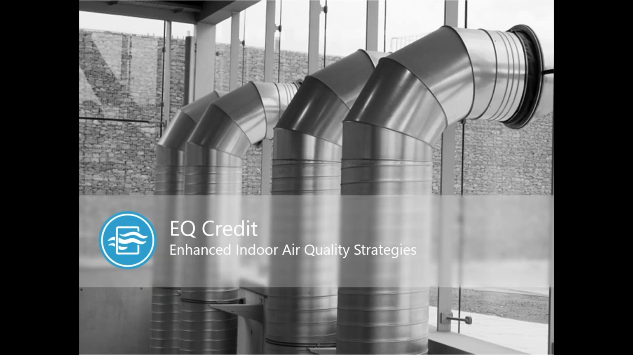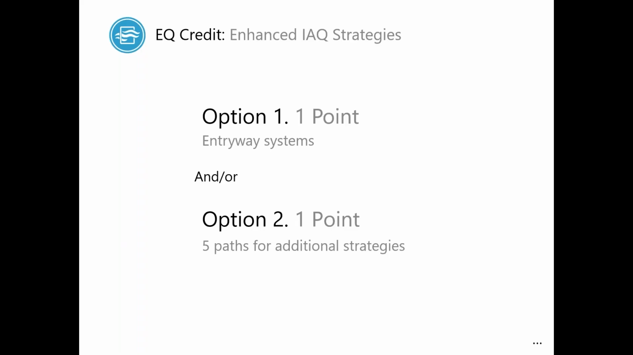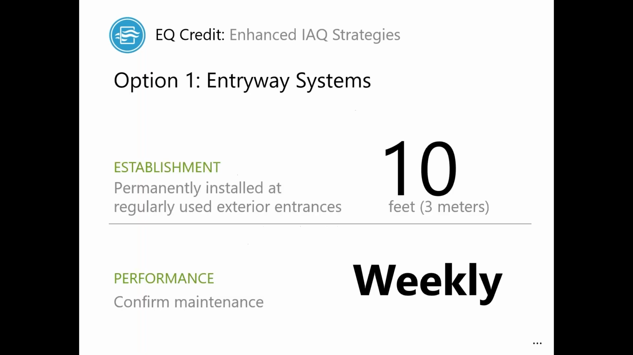And sticking with air quality, our next credit is Enhanced Indoor Air Quality Strategies. So we've already got our prerequisite, we've got air quality, we've done our I-beam audit. And so here are some enhanced strategies to take a look at. We have two options here. We could do option 1, which is about entryway systems, or we could do option 2, which has 5 paths for additional strategy. So option 1, entryway systems.